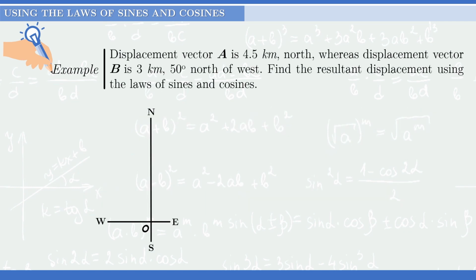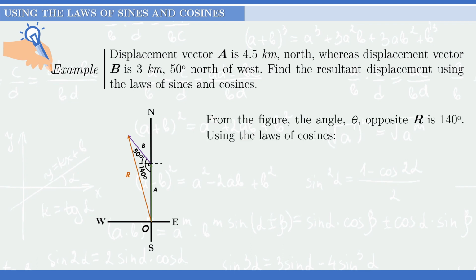For our next example, we have displacement vector A is 4.5 kilometers north, whereas the displacement vector B is 3 kilometers 50 degrees north of west. Find the resultant displacement using the laws of sines and cosines. From the figure, the angle theta opposite the resultant is 140 degrees. Using the law of cosines, we have r squared is equal to a squared plus b squared minus 2ab cos theta.